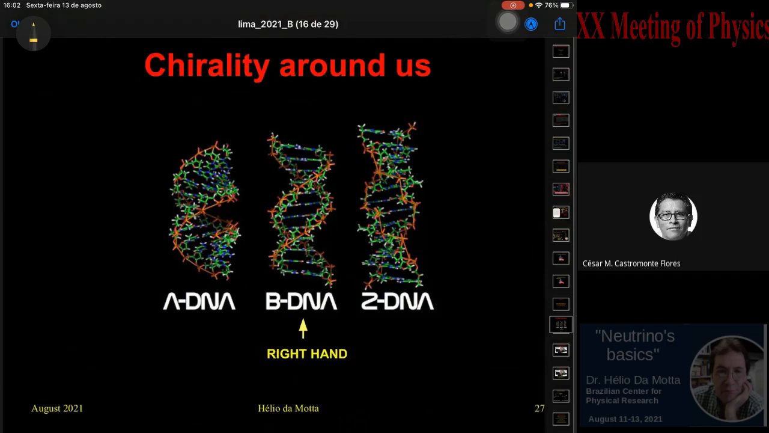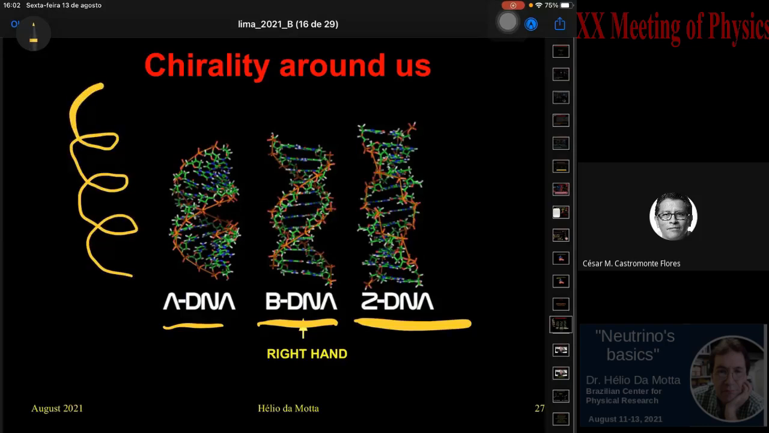If you take DNA molecules, they look like a spiral. You see there, right? A helix. And you have here what you call a B DNA, a Z DNA. And you see here it's a spiral. And this one here is right-handed. And that's always like that. Nature does not make two kinds of DNA. They are all, in this case here, right-hand.